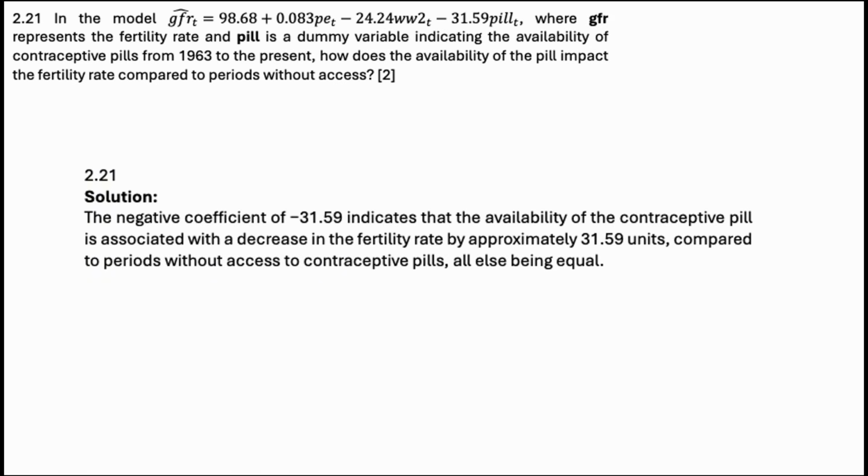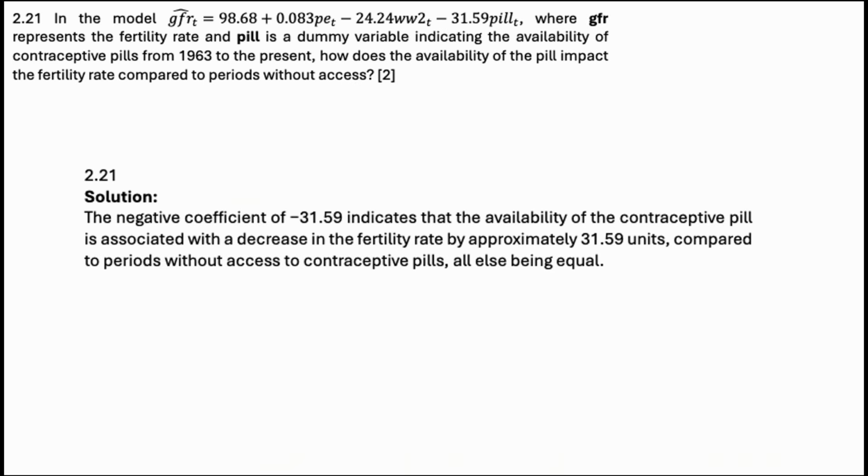Again, they like this example. So in this model, you have all those things where the growth rate, or GFR, is the fertility rate. Pill is a dummy variable. How does the availability of the pill impact the fertility rate compared to periods without access?